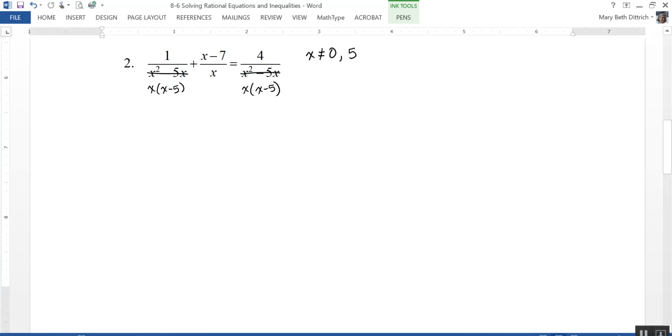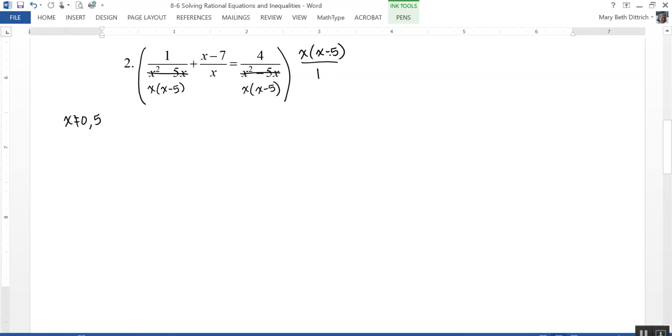My common denominator is going to be, that's kind of nice, x times x minus 5. So I'm going to take my whole equation here and multiply. Let's move that over here: x is not equal to 0 or 5. And I'm going to multiply the whole thing by x times x minus 5. If it helps you to say that you're putting that over 1, go ahead and do that.